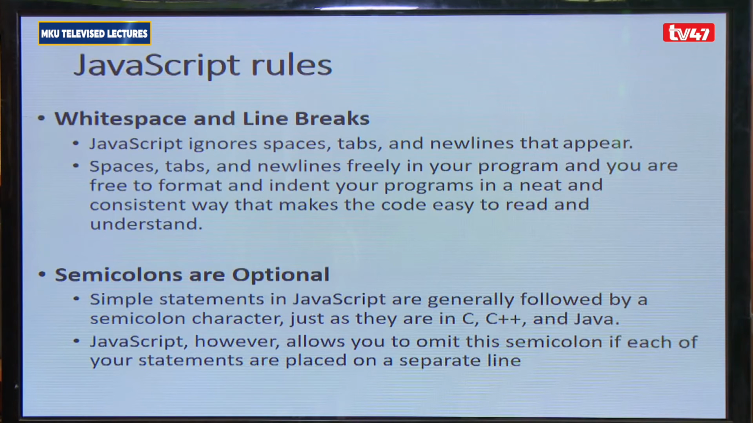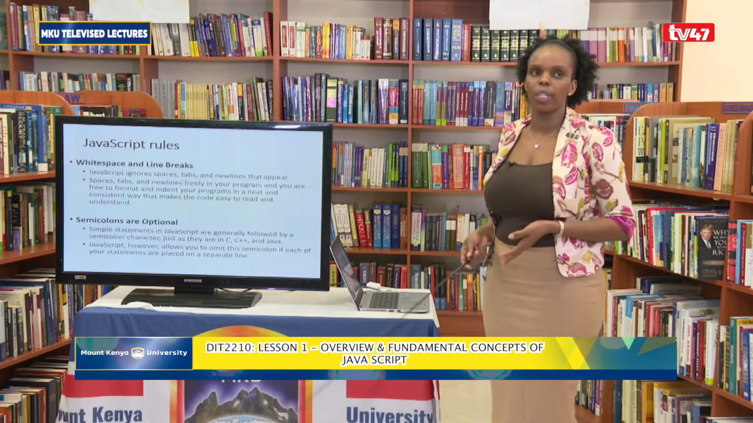Rule number 2 is a rule concerning semicolons. Now, semicolons are optional. As you know, in any programming language like C, C++, and Java, semicolons are generally very important. You can use them before or after a variable, or after a statement. But in the case of JavaScript, semicolons are optional. You can omit them, or you can have them in each of your statements as long as you wish. So this is optional.